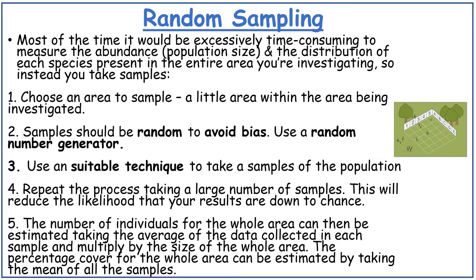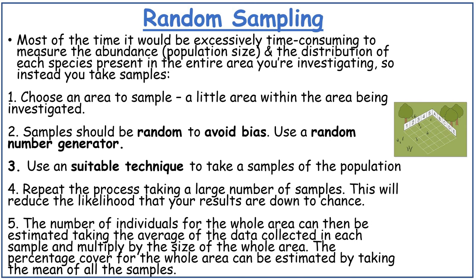So now looking at random sampling. Most of the time it would be excessively time consuming to measure the abundance or population size and the distribution of each species present in the entire area you're investigating. So instead you take samples. So you choose an area to be sampled, a little area within the area being investigated, and the sample should be random to avoid bias.